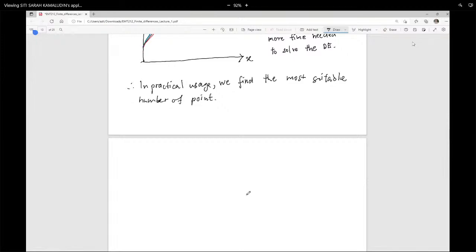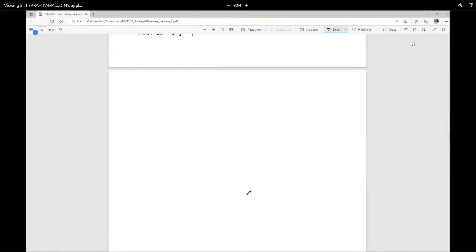Right. If there are no other questions, now we will look at approximations of derivative. First order derivative.